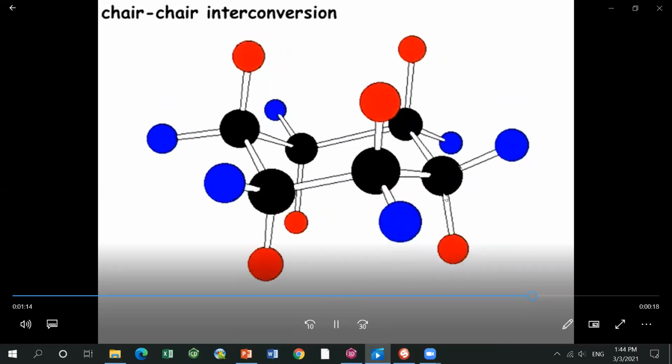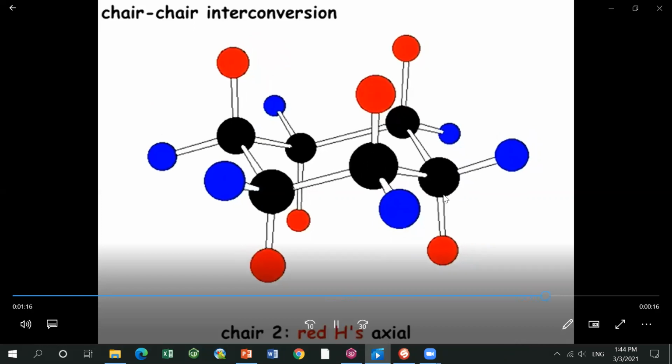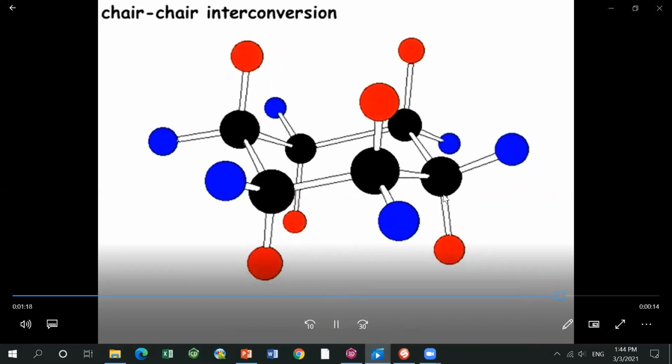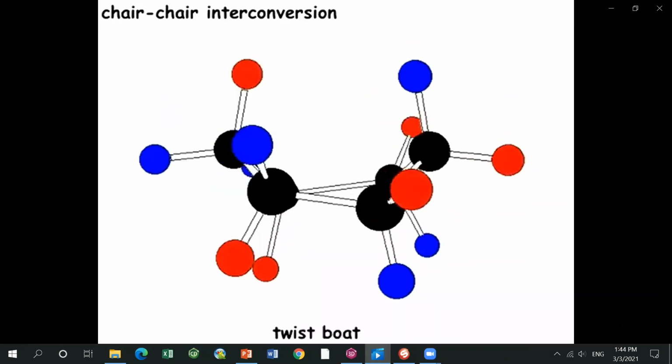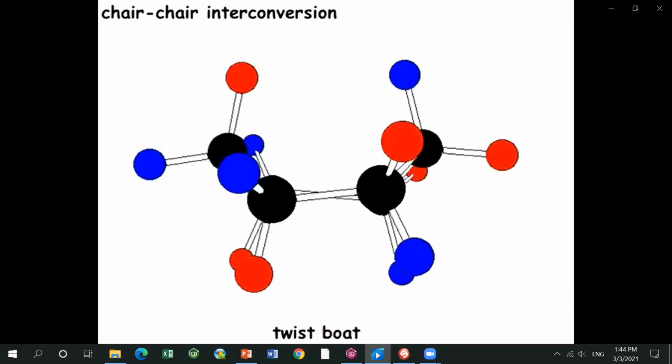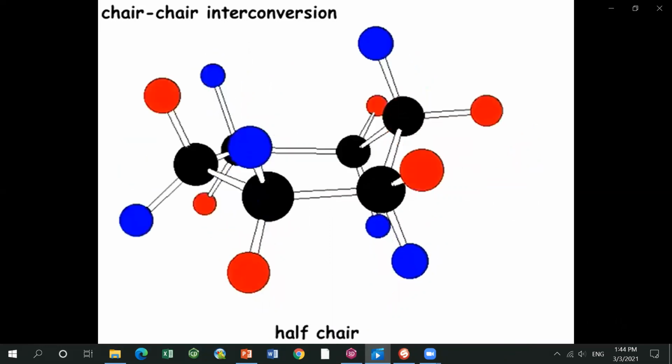If we were in class, I might show you a real cyclohexane model and show you how to do the ring flip. But it's an online class, so it's not easy, it's hard to see.